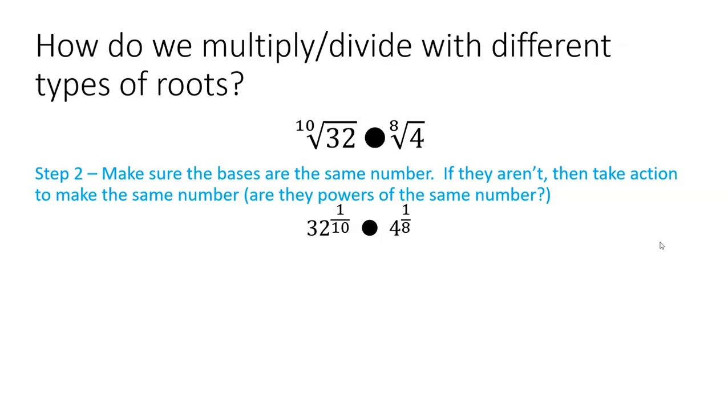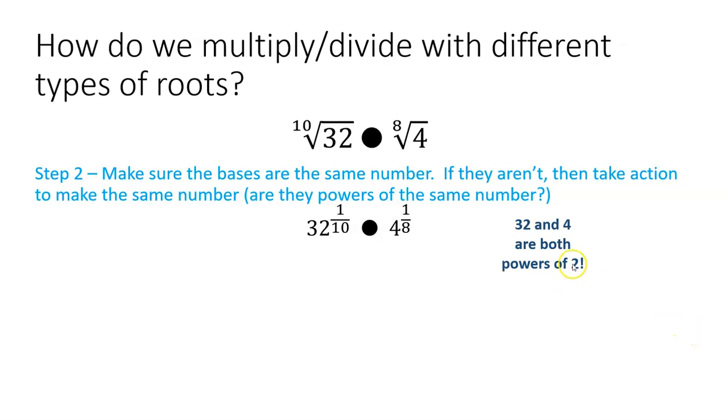Next, make sure the bases are the same number. Uh-oh, they're not. We've got a 4 and a 32, so we have to take some kind of action and start by asking ourselves, are they powers of the same number? Is there a number that when you keep multiplying it by itself will hit 4 and 32? It won't be 4. 4 times 4 is 16 times 4 is 64. It misses 32. It's smaller than 4.